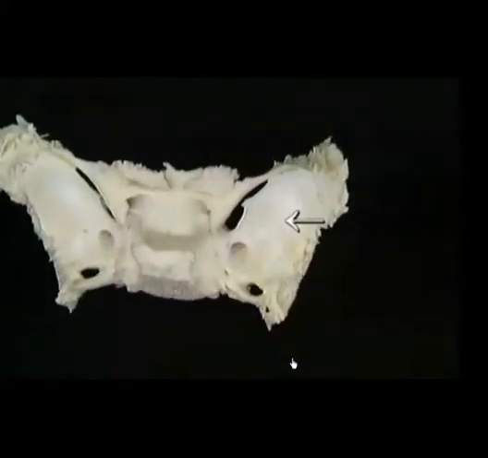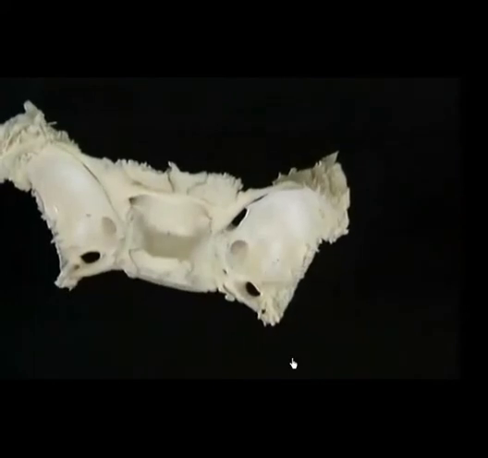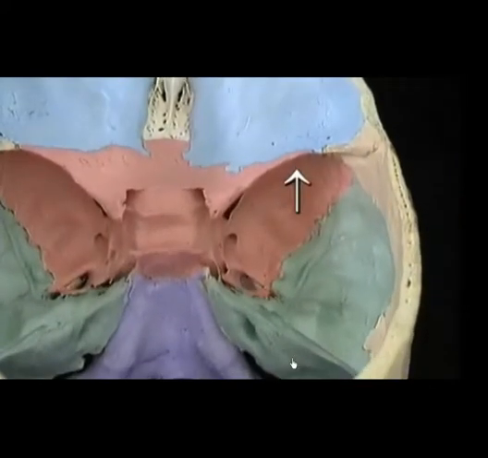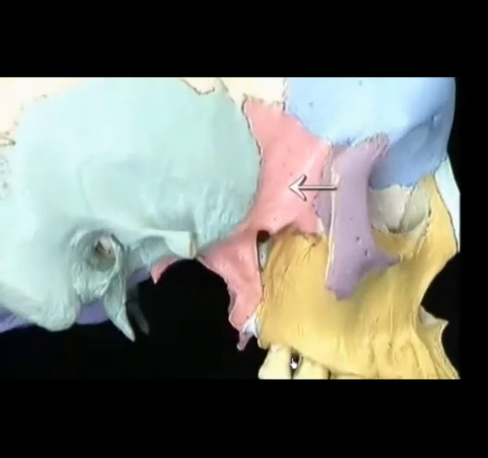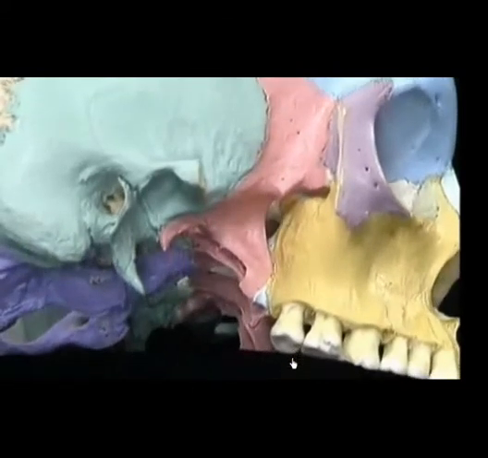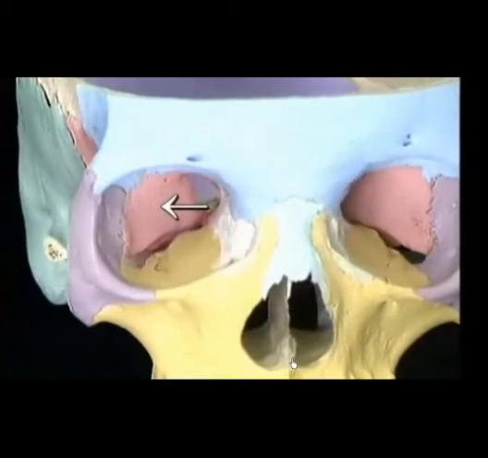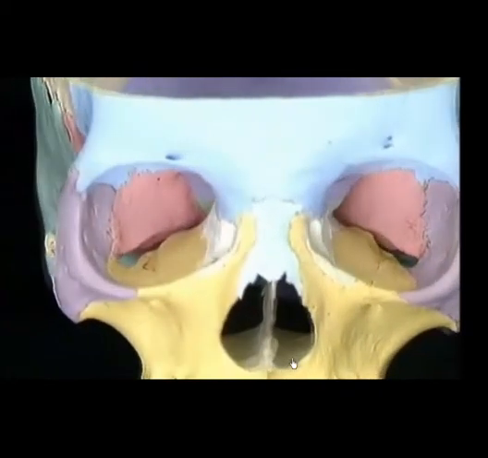The greater wing of the sphenoid forms the front wall and part of the floor of the middle cranial fossa. On the outside, the greater wing forms this part of the temporal and the infratemporal fossa. And it also forms this large part of the lateral orbital wall.